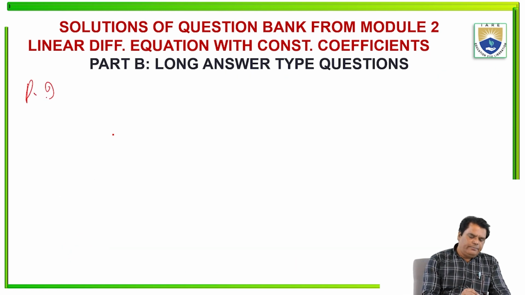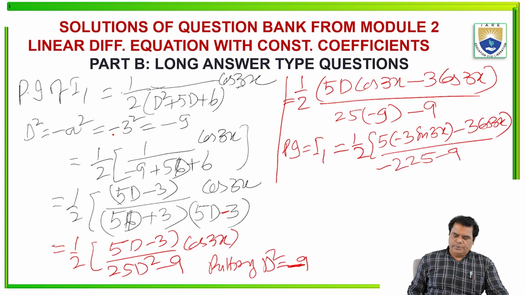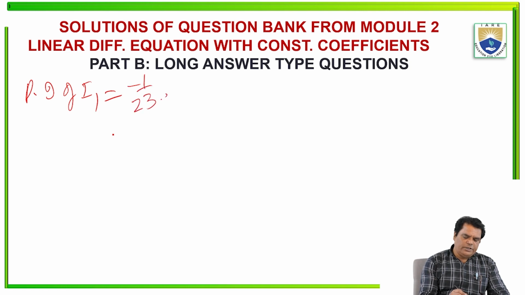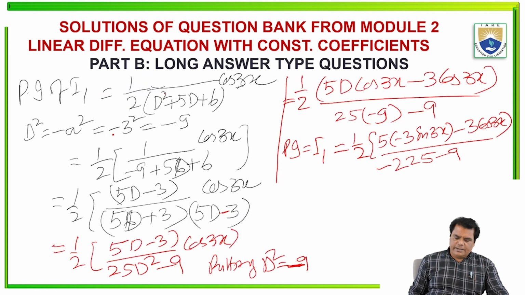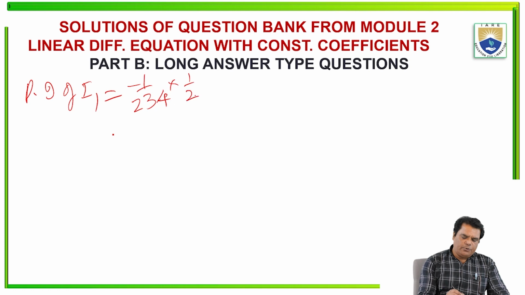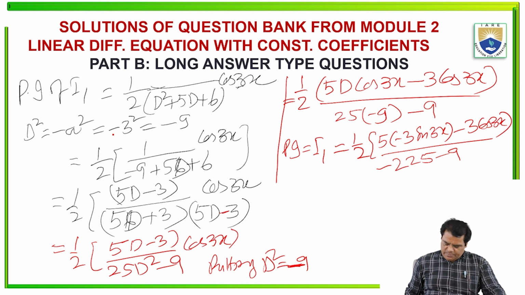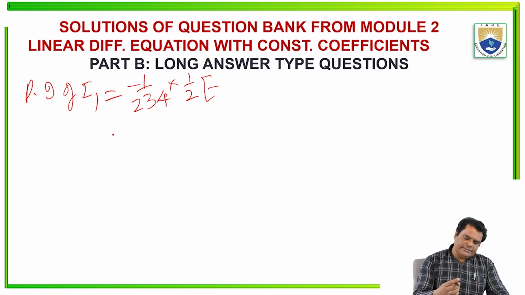So now, this is the PI of I1, and here 1 upon 2 also multiplied by 1 upon 2, and in the bracket 5 times 3 is 15. 3 is common here and minus is also common. So here minus is common and 3 is common.